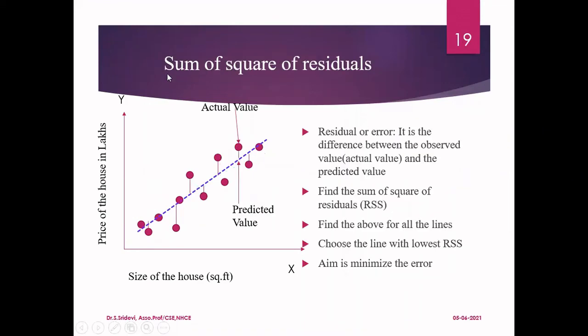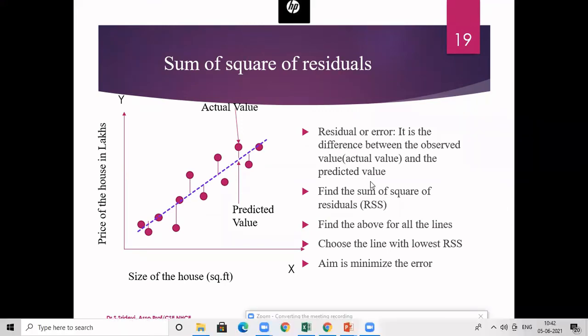To select the best line, we are going to use something called the sum of squares of residuals. In the sum of squares of residuals, we first find the residual. That is the difference between the observed value and the predicted value. The values indicated by the circles represent the actual values, and the value indicated by the straight line at that particular point is called the predicted value. The difference between these two is the residual.